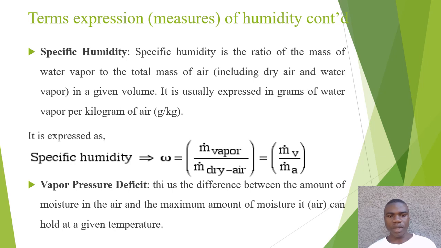We have also specific humidity, which is the ratio of the mass of water vapor to the mass of air, including dry air and water vapor in a given volume. Its formula: specific humidity equals mass of water vapor over mass of dry air. We have also vapor pressure deficit, which is the difference between the amount of moisture in the air and the maximum amount of moisture the air can hold at a certain temperature. Thank you.